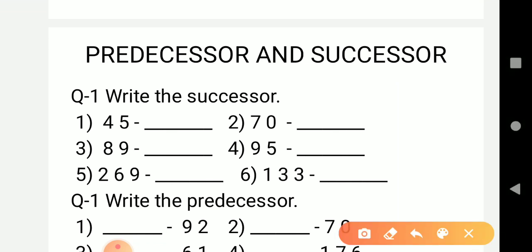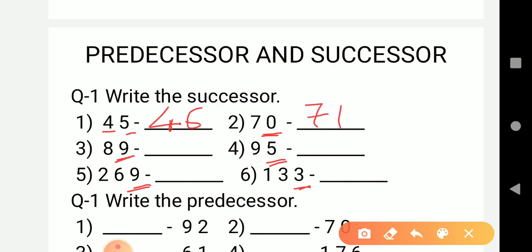First one, write the successor. See, first one 45. Here the tens place is 4, so you change only the ones place. 5 after is 6. In a successor number you have to change only the ones place of the number. 70, so 0 after is 1, so 71.